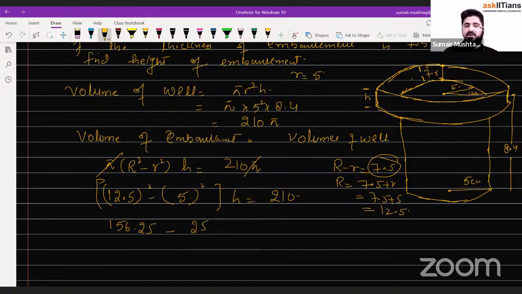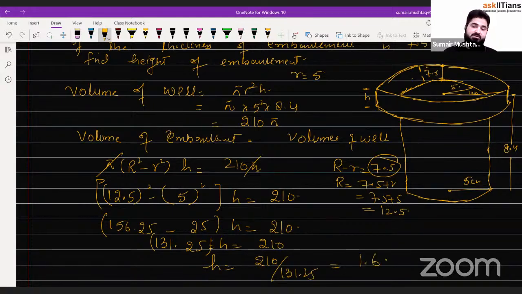This is equal to 25. This into h is equal to 210. Okay, 156.25 minus 25 will be 131.25. This multiplied by h is equal to 210. So h will be equal to 210 divided by 131.25, that is equal to 1.6 centimeter.